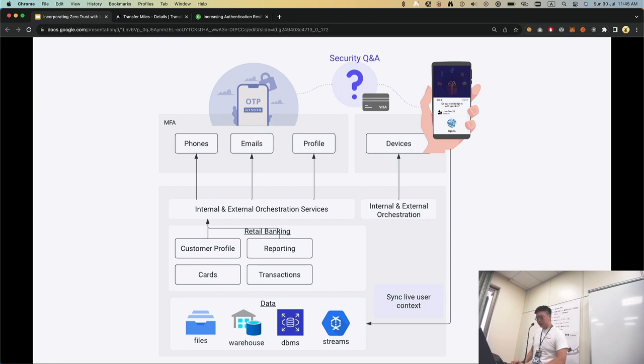Okay, so back to this diagram just now, we showed this as a bonus. If I can actually help them orchestrate the different data points from the customer profile and from the other services, then I can start to introduce other security layers such as a security Q&A on top of MFA. If I have device information, even better, then we can do something that's more FIDO-oriented.